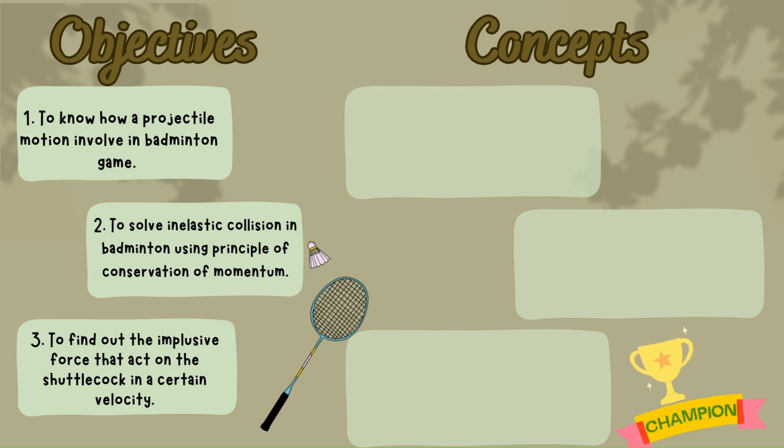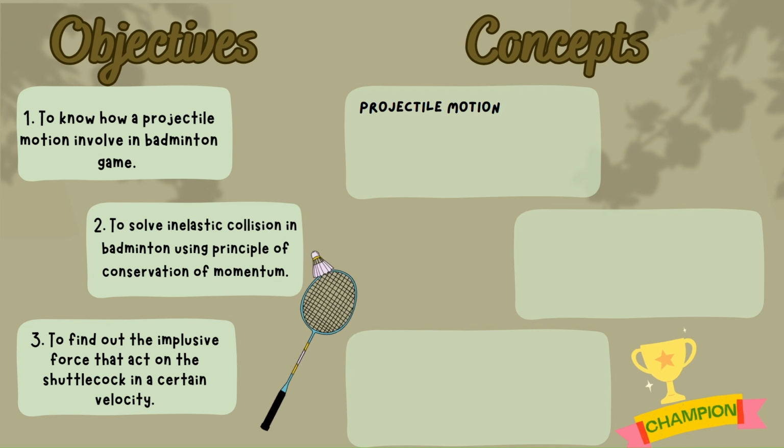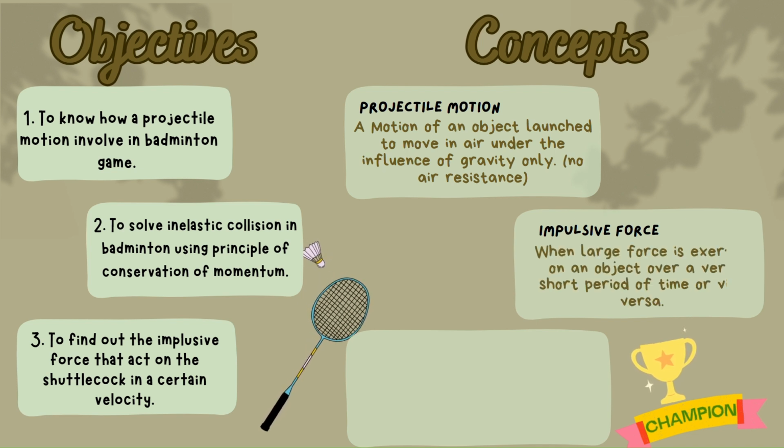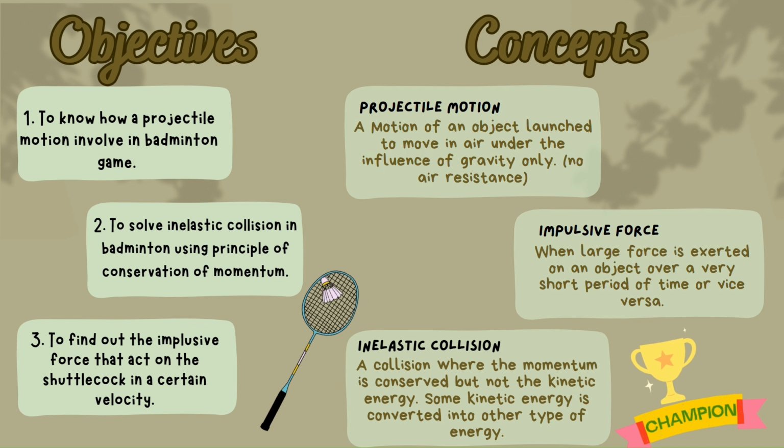Before we continue, there are a few concepts that we need to know. First of all, projectile motion. Projectile motion is a motion of an object launched to move in air under the influence of gravity only, where there is no air resistance. Next, impulsive force. Impulsive force is when a large force is exerted on an object over a very short period of time or vice versa. Lastly, an inelastic collision is a collision where the momentum is conserved but not the kinetic energy. However, some kinetic energy is converted into other types of energy or lost to the surroundings.